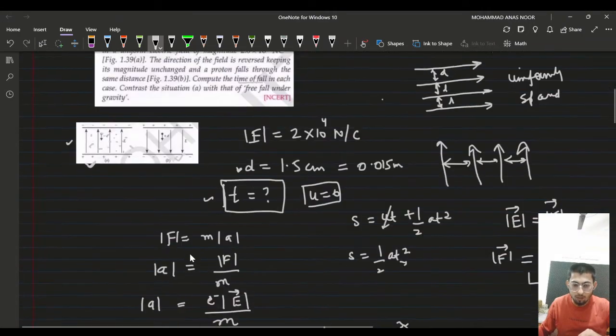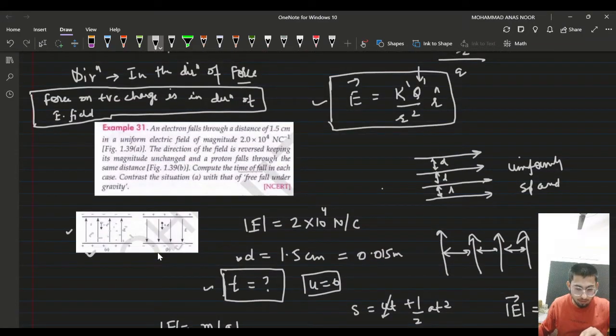Now for the second part we have this figure. It's the same question, but the electron is replaced by a proton, which is represented by plus e. We need to find the time of fall again. So in this case, would it go upwards?